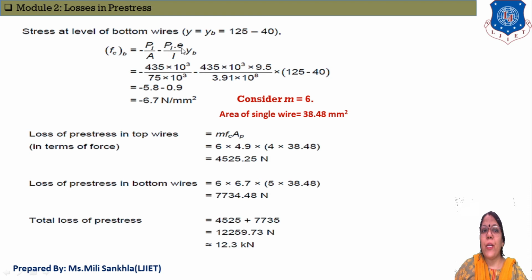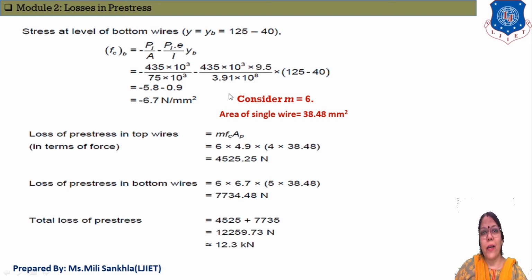M is equal to P into E, and Z is equal to section modulus, Z is equal to I by Y. Okay, again put the values. P, initial stressing force 435 into 10 to the power 3, divided by area 75,000, then minus P, value of I is also put, E is equal to 9.5, and by Y is equal to 125 minus 40. My final answer is equal to minus 6.7 Newton per mm square.